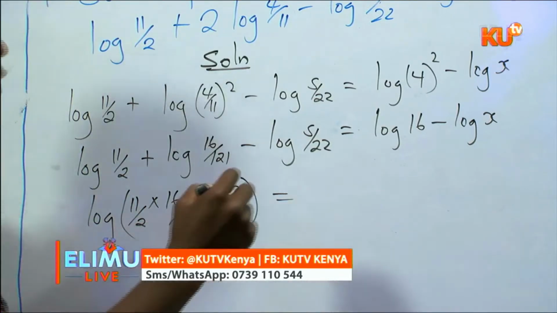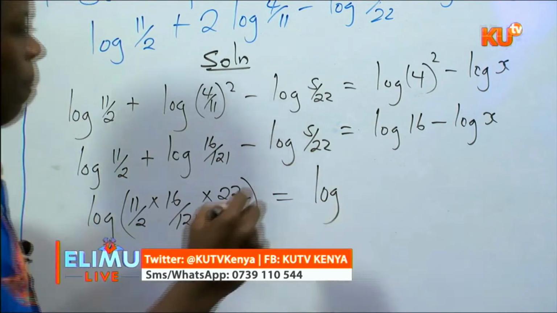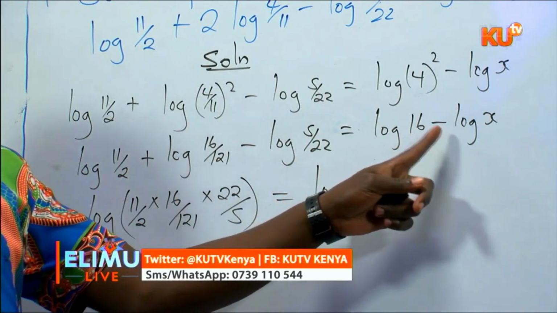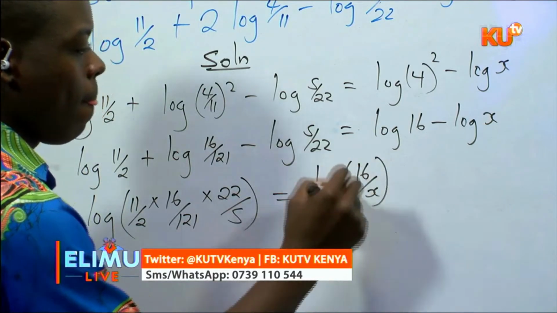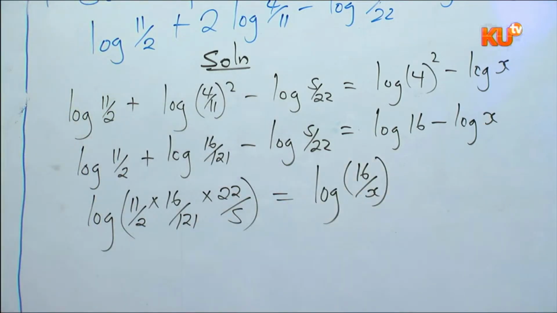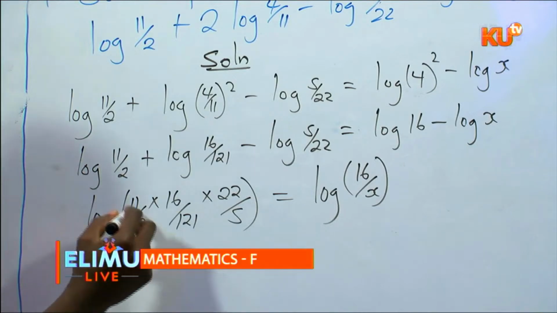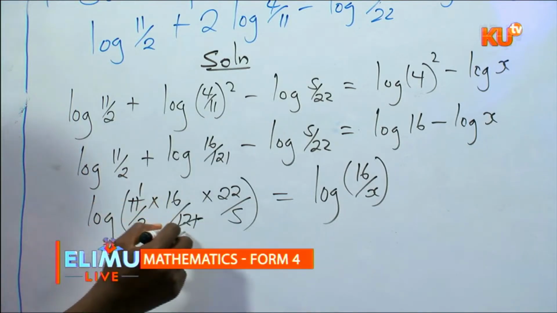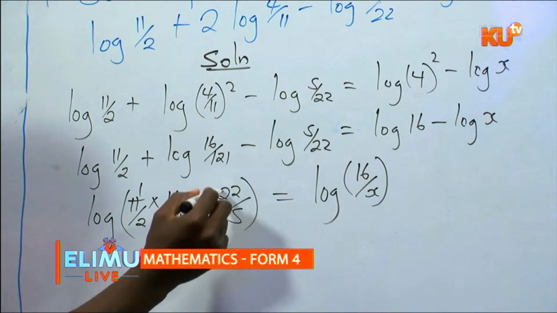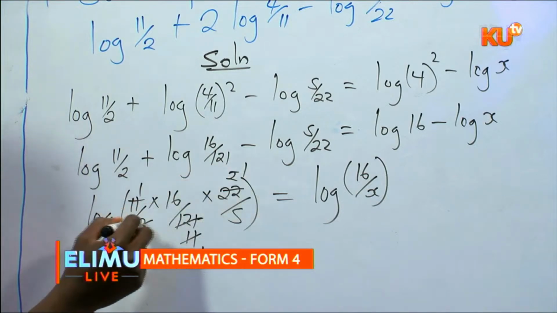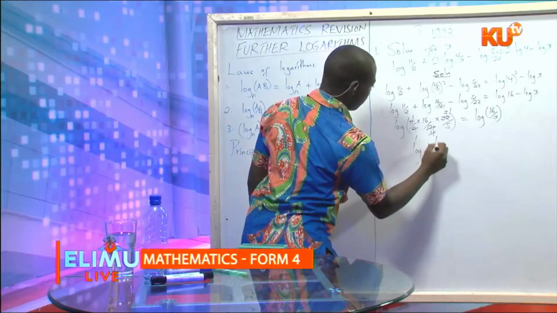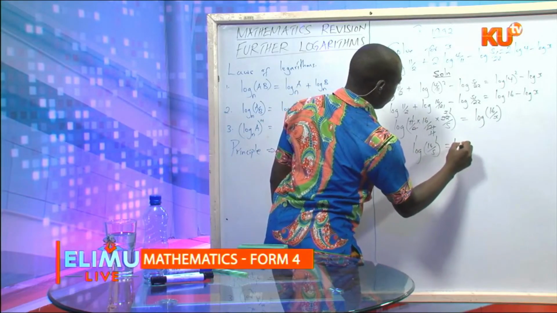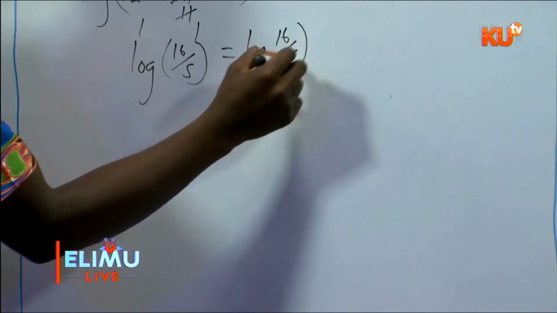And then we equate it to log. At this point, we have 16 minus log x. So that becomes 16 over x. So we simplify this. This is 1, this is 11, this is 1, this is 2, this is 1, this is 1. And so we have log 16 over 5 equal to log 16 over x.